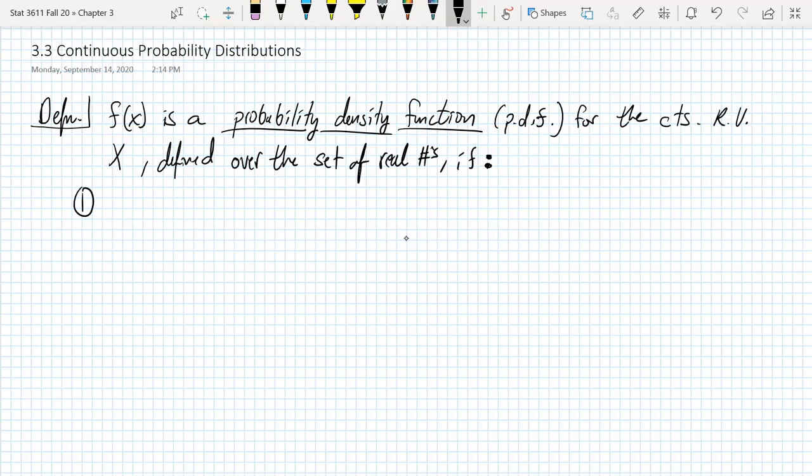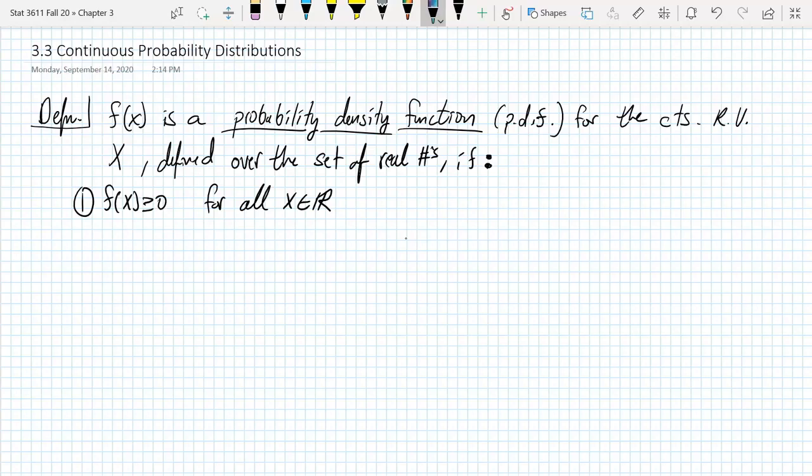we have three conditions here. 1, f of x is greater than or equal to 0. It's a probability density function, so we should have non-negative results here. f of x is greater than or equal to 0 for all x, where x is an element or a member of the real number system.